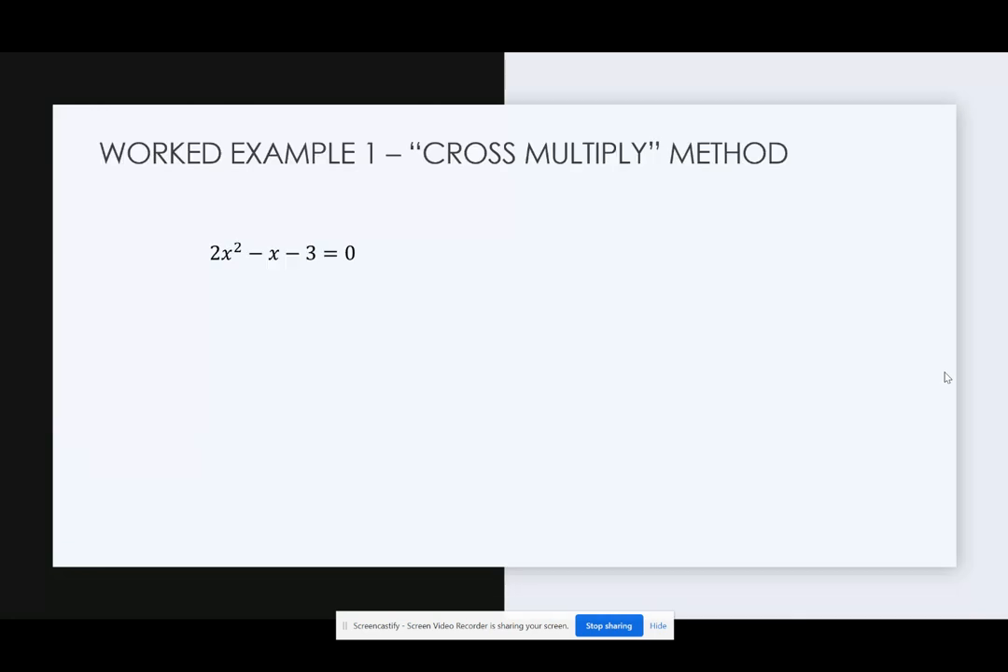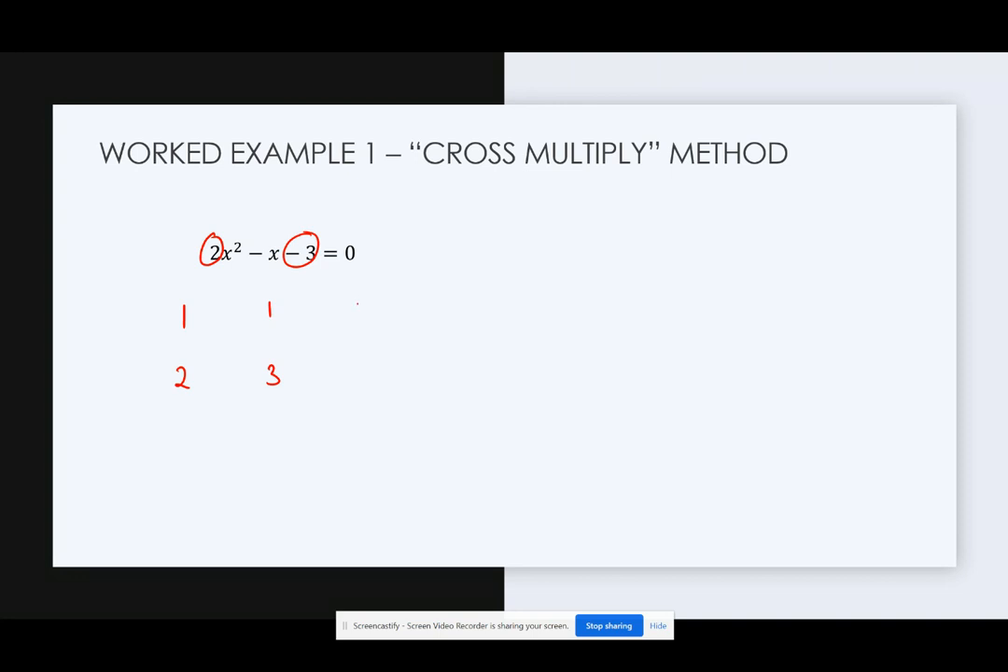In this example, we can see that our leading coefficient is 2, so we can't factorize and solve in the normal way. The way I do this is with a cross-multiply method, where I list the factors of 2 and list the factors of -3 vertically like this. It's quite simple in this case because the factors of a prime number are 1 and itself, so we just have 1 and 2, and we also have 1 and 3.